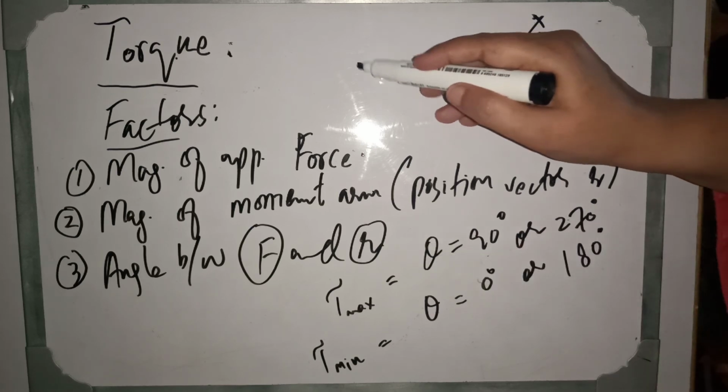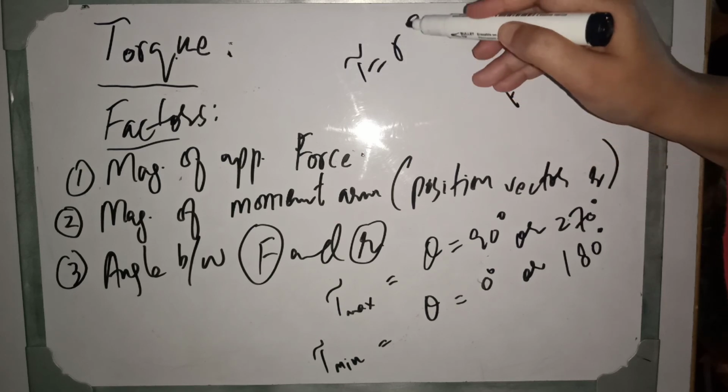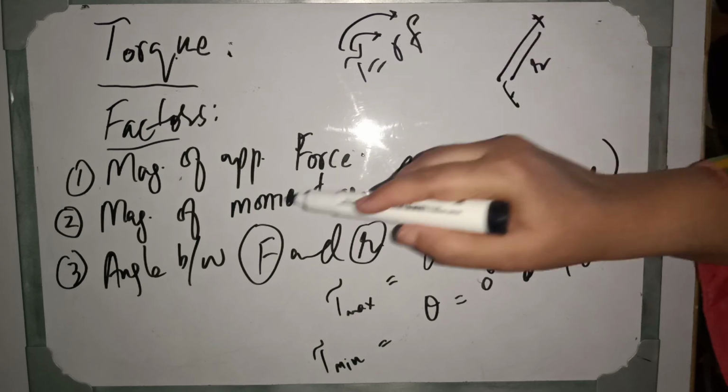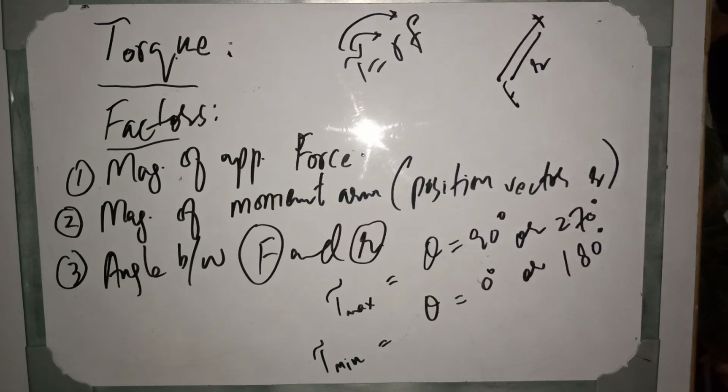As torque is equal to R into F, it is directly proportional to both R and F. In this way, we can say that it depends upon the magnitude of force and moment arm.